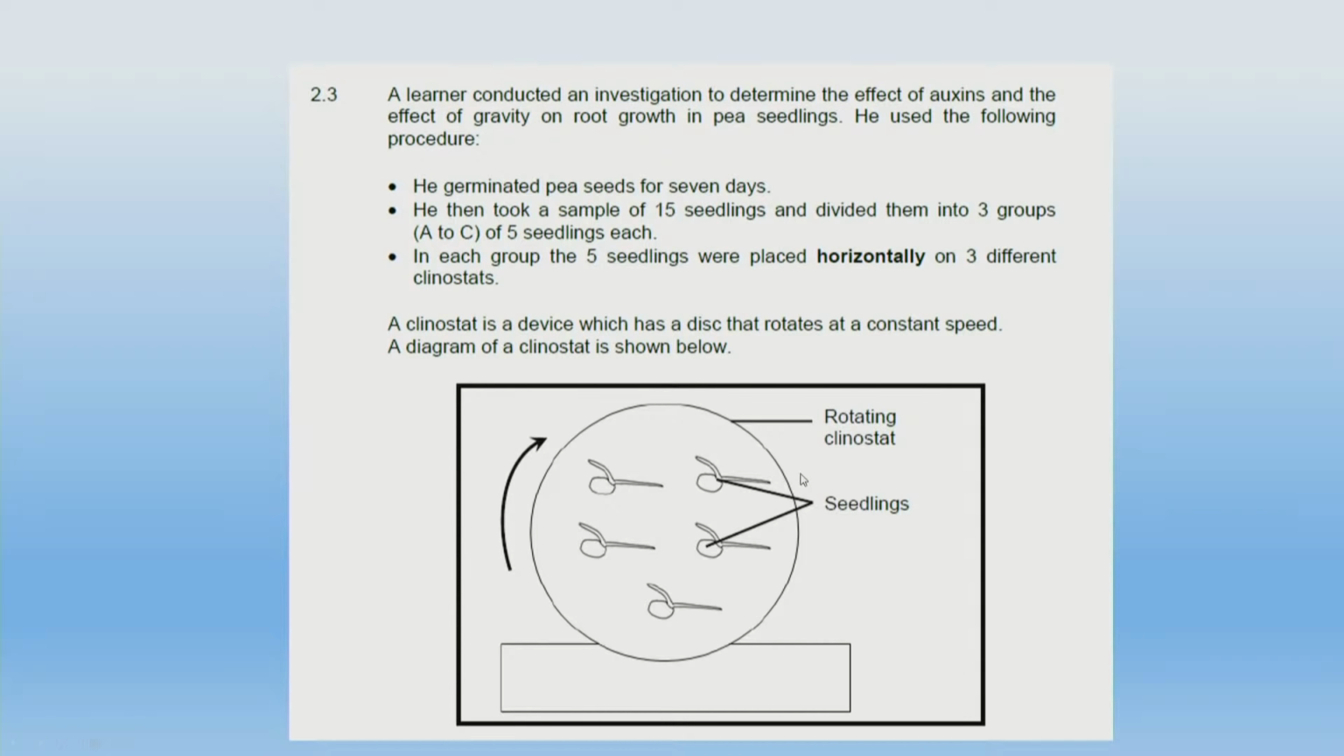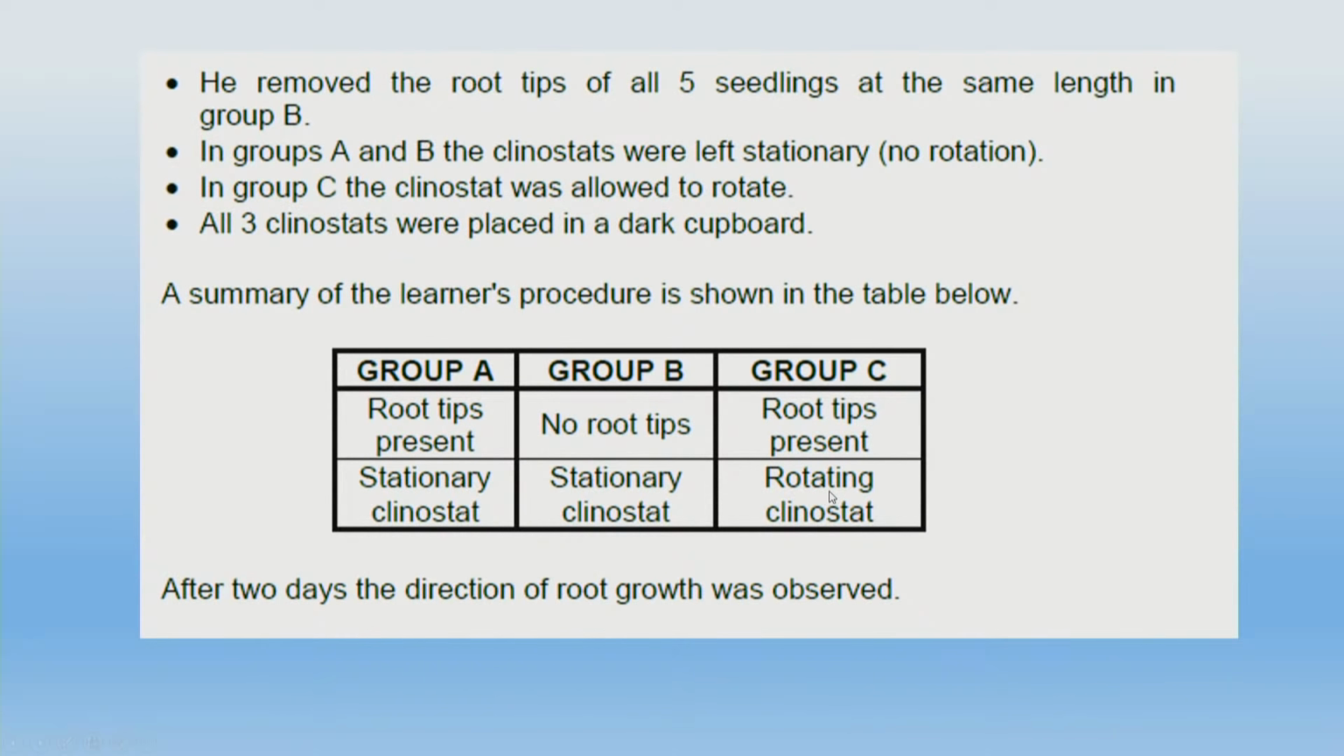This is the diagram of the clinostat. A clinostat is a device which has a disc that rotates at a constant speed. The diagram of a clinostat is shown below. It is rotating, and we have the seeds or the seedlings. And then after that we continue.